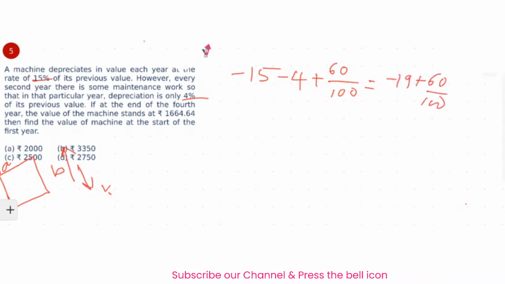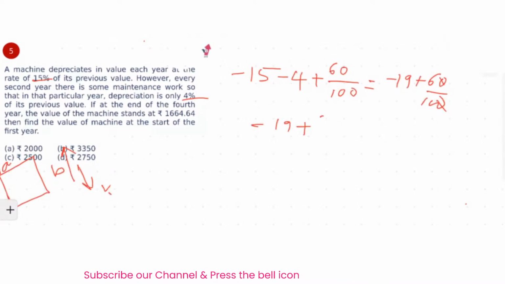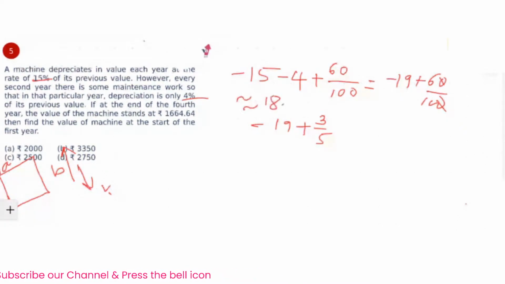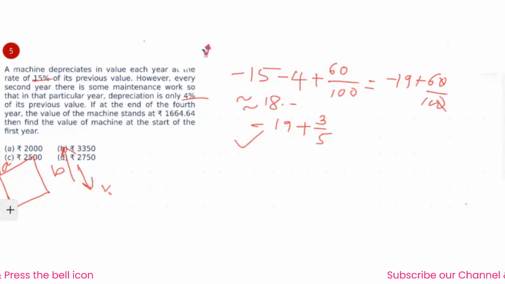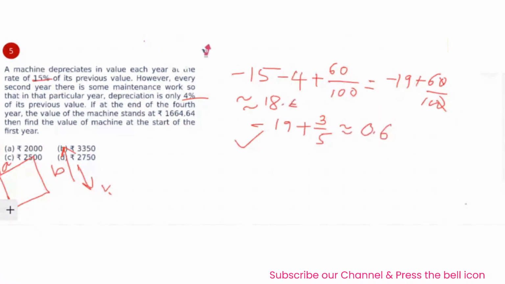So 0 is getting cancelled with each other. So minus 19 plus 6 by 10, that is 3 by 5. So this is roughly around 18 point something. I'm not interested to calculate that something because that is very complicated and that is essentially not required. Because this is minus 19 and this is approximately 0.6. So this is going to be 18.4 to be precise, right? But that is not required.